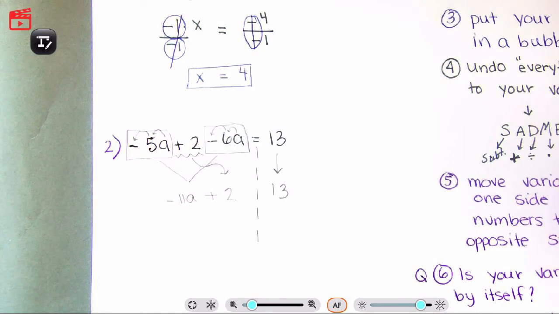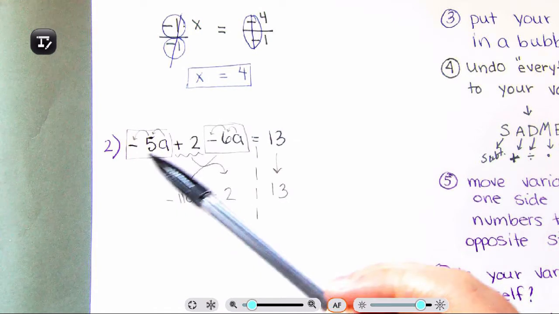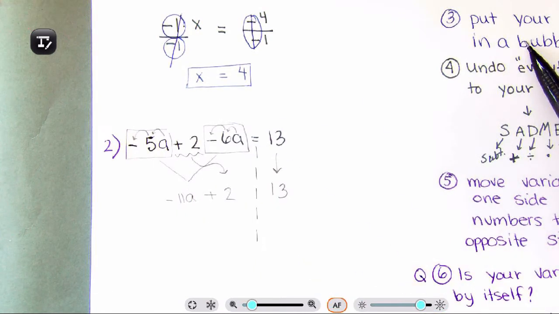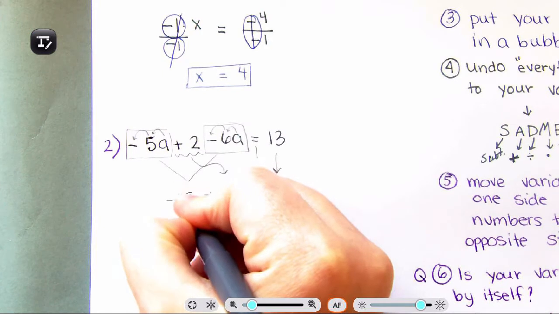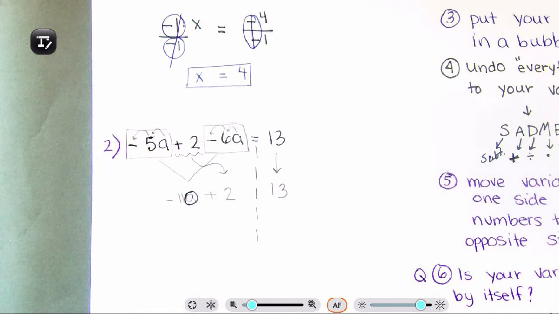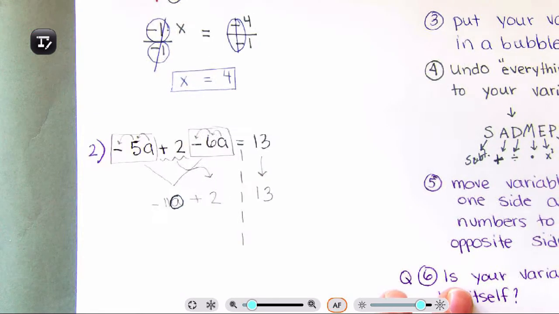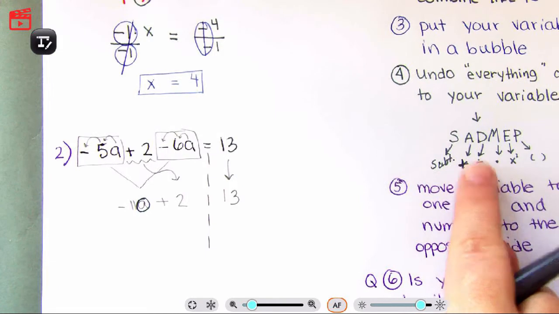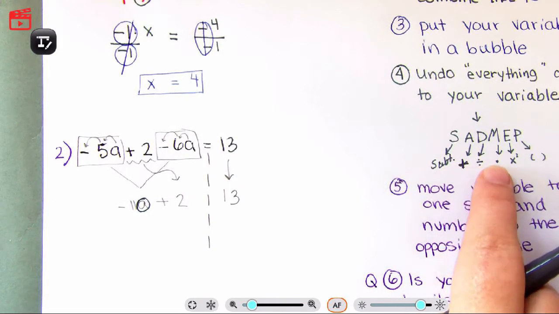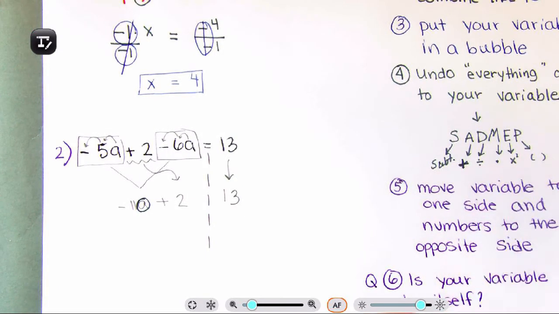So step number 1, dash line. Step number 2, combine like terms. Step number 3, put your variable in a bubble. Here's my bubble. Step number 4, undo everything attached to your variable. Okay, and remember, it's reverse PEMDAS, so subtraction, addition, division, multiplication, exponents, and parentheses.